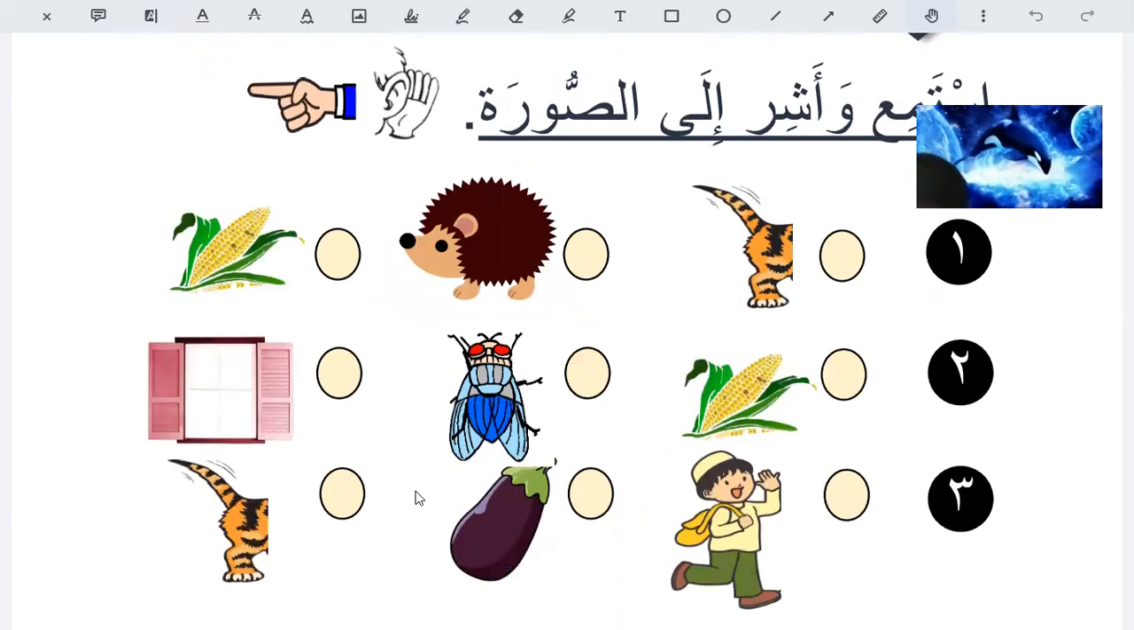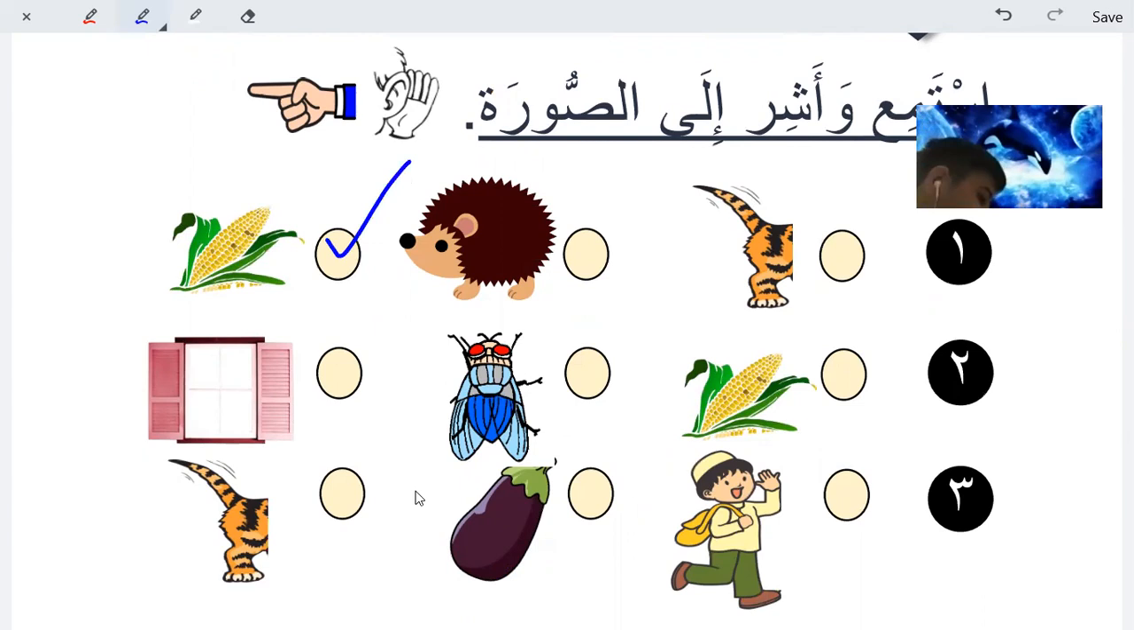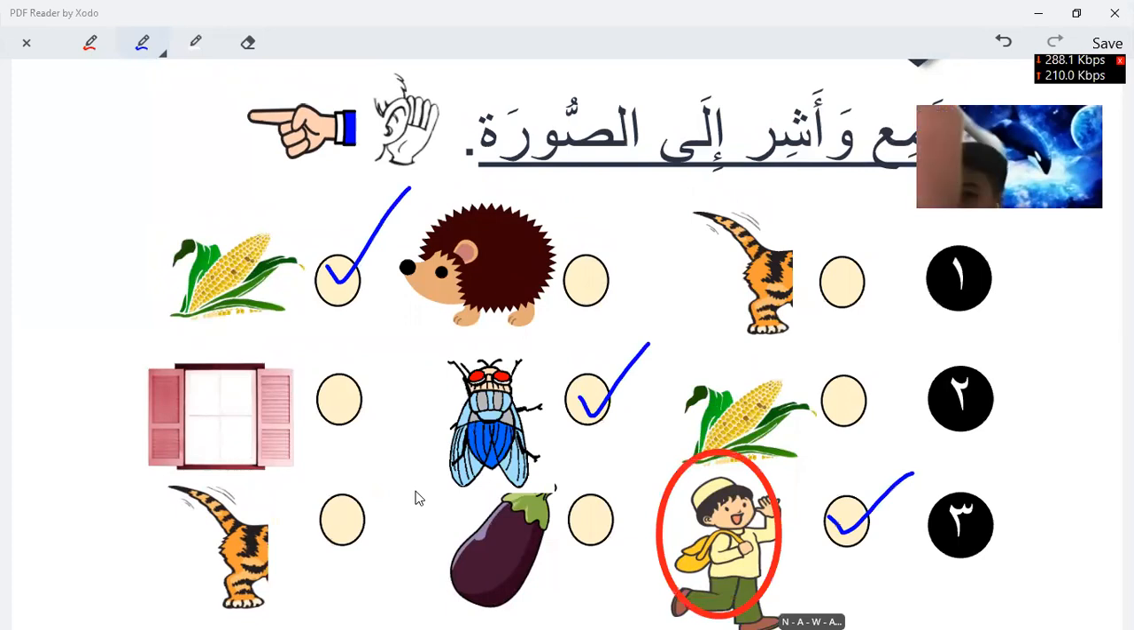Istamiu wa ashir ila al surah. Listen and point to the picture. Zura. Zura is corn. Good. Zubaba. Zubaba is fly. Good. Tilmiz. Yes, this one. Which one? Yes, the first. The student. Correct.